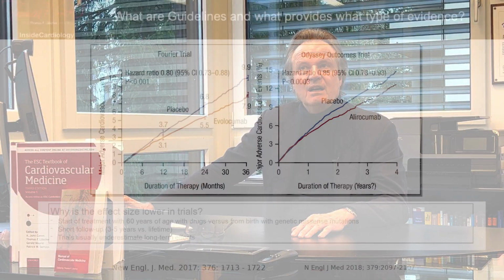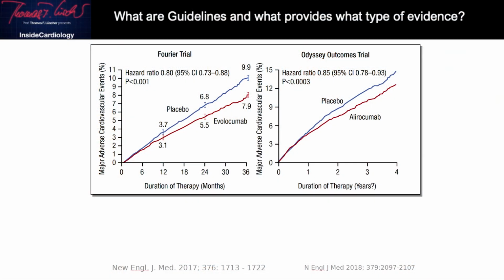Well, within 10 years of the discovery of this gene mutation, we had drugs. And here you see the Fourier and the Odyssey trial, and both significantly reduced MACE. But you're a bit disappointed, and if you show it to your grandmother, she would say, well, it's not that convincing. Why doesn't it completely erase it, like in those with a genetic missense mutation?